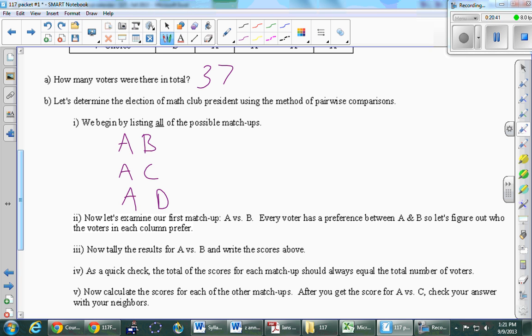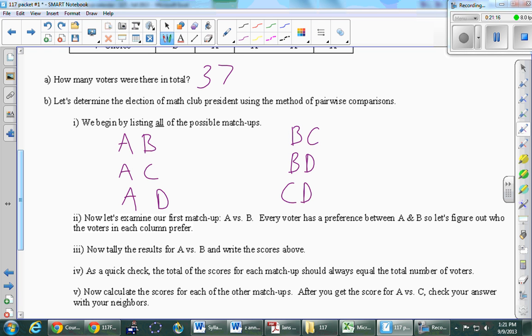What else could we have? We could have B versus C. Is there a need to put B versus A? No, we've already got A versus B. So B versus C. What else isn't here yet? Is B versus D. C versus D. Any more? That's everything. That's every possible way to pair up two of these candidates, A, B, C, and D. That's all of them.